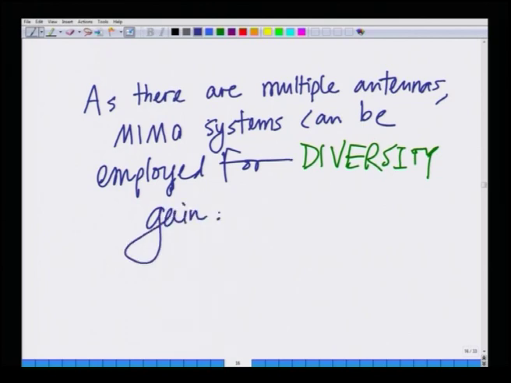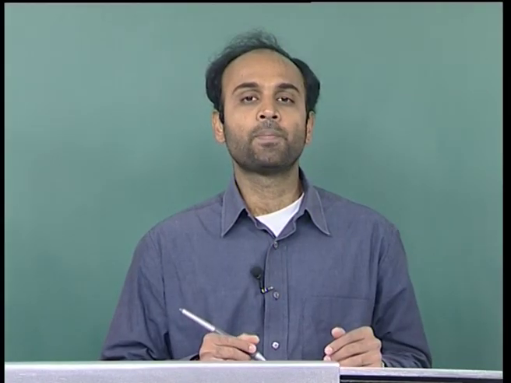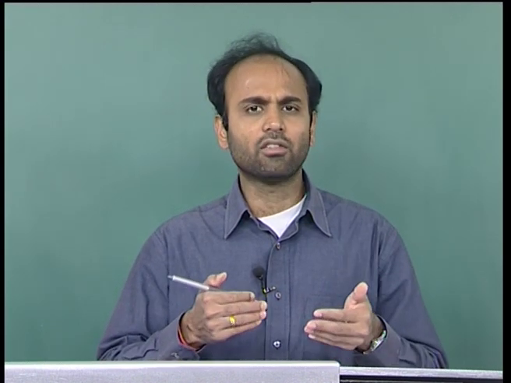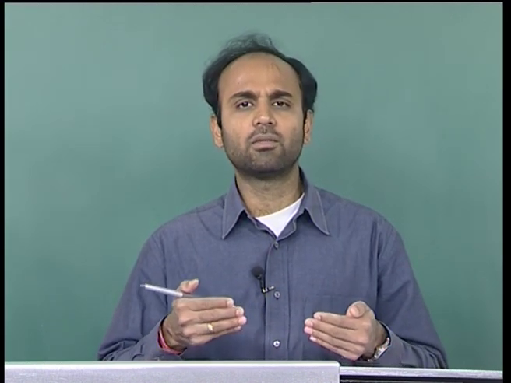Gain: since there are multiple antennas, there are multiple links. So, we can advantageously employ that to protect against fading, that is, by extracting diversity gain from this system. We had already seen this in the case of one transmit antenna and multiple receive antennas, which is a receive diversity system. Similarly, now we have multiple transmit antennas also, so you can use that to gain diversity.